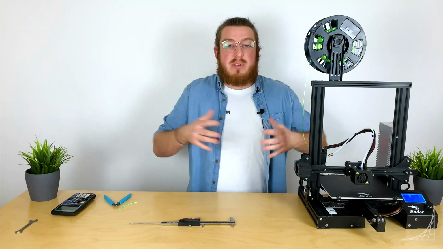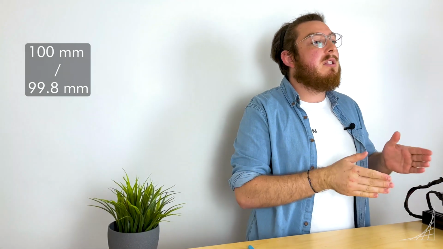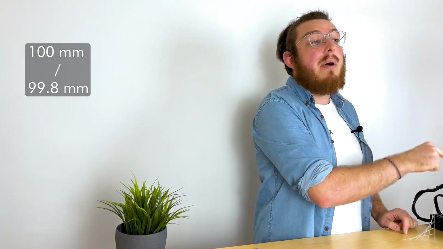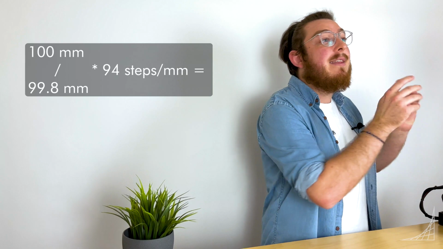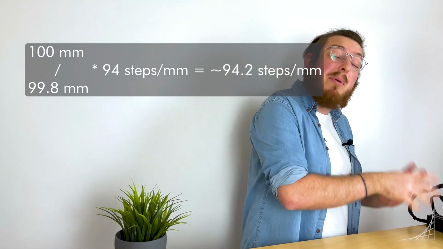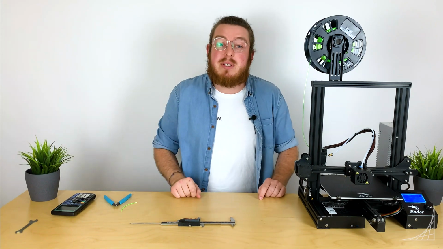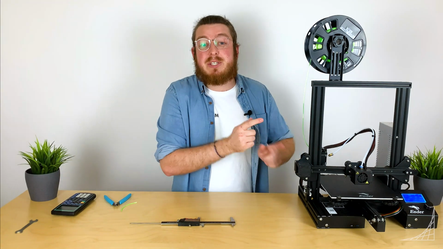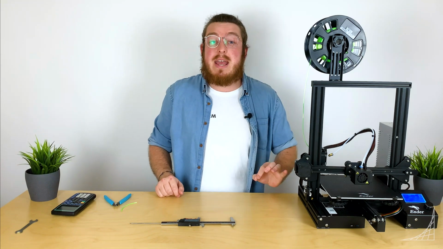So again, we are going to do the same formula, but with a little difference. So we're still going to go 100 millimeters divided by 99.8, but instead of multiplying it by 93, we're going to be multiplying it by our new saved steps per millimeter that we got from the first iteration. So it'll be 100 divided by 99.8 multiplied by 94. And this will give us our second new steps per millimeter count. So I want you guys to do this a third time in the exact same process that we did before. Then you can go back a couple pages, save it into the memory of your machine, and your steps per millimeter will be pretty nailed.